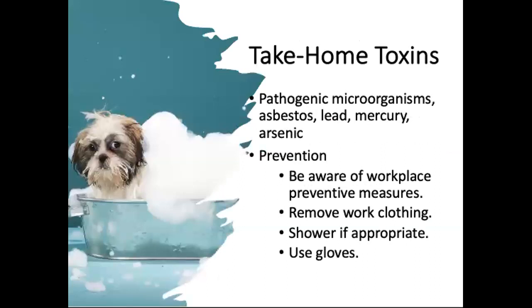Take-home toxins. Take-home toxins are hazardous substances transported from work to the home place. The National Institute for Occupational Safety and Health reports that pathogenic organisms, asbestos, lead, mercury, arsenic, pesticides, caustic farm products, and dozens of other agents cause significant morbidity and mortality in workers' homes. These toxins are most likely transported to the workers' homes on the workers themselves, their clothing, or an object brought from the workplace into the home.